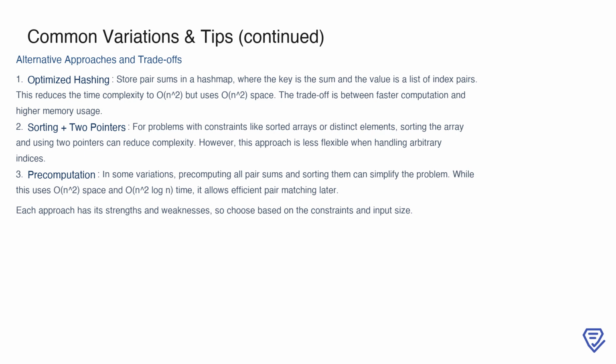Another approach involves sorting the array and using two pointers. This works particularly well if the problem involves sorted arrays or constraints like distinct elements. While this method can reduce complexity in certain scenarios, it's less flexible when arbitrary indices are required. Finally, there's pre-computation, where you calculate all pair sums and sort them. This simplifies pair matching later but has its own costs, specifically O(n^2) space and O(n^2 log n) time. Each approach has its strengths and weaknesses, so your choice should depend on the problem's constraints, the size of the input, and the trade-offs you're willing to accept.